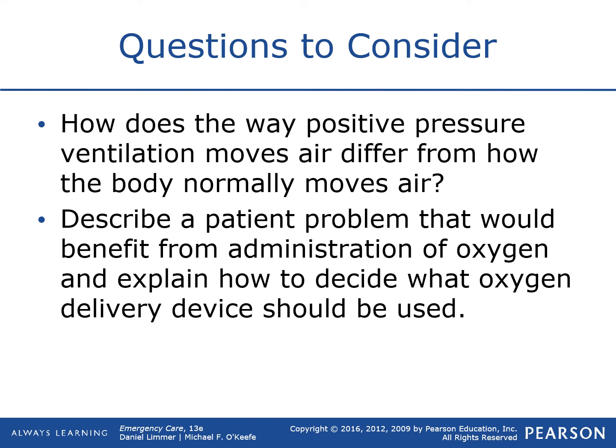Describe a patient problem that would benefit from administration of oxygen. Explain how to decide what oxygen delivery device should be used. So this would be a good example, an asthmatic patient who is having difficulty breathing. You could give a non-rebreather to them, and as we discussed, an asthmatic patient will have a constricted airway, so their tidal volume will be less. So if we give them 100% oxygen instead of the 21% that they were breathing, that will hopefully increase your minute volume and the amount of actual oxygen that reaches your alveoli.